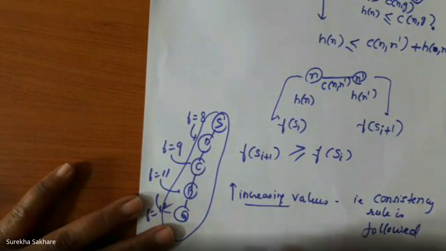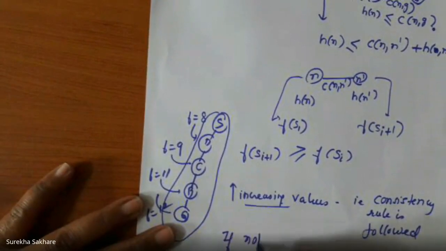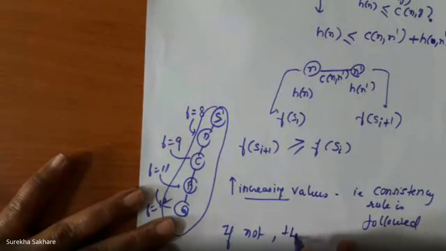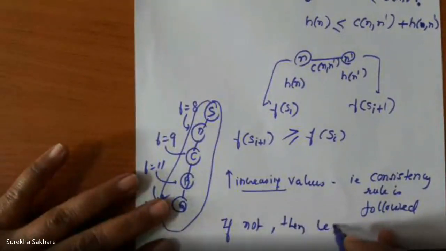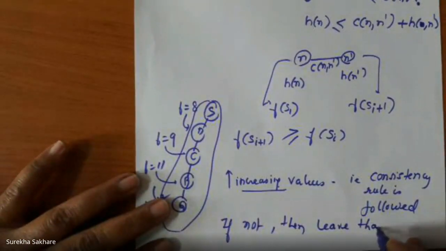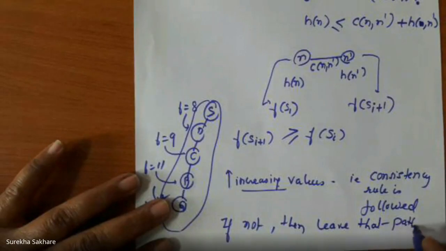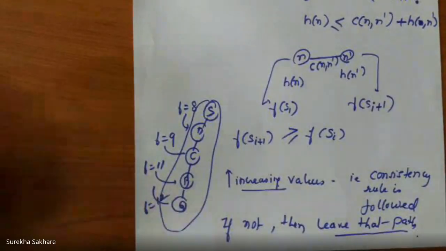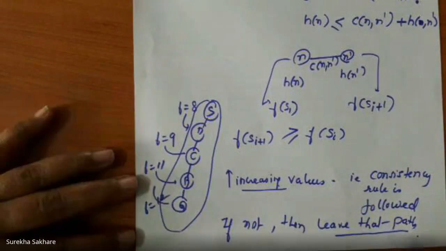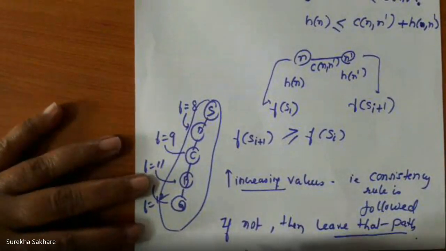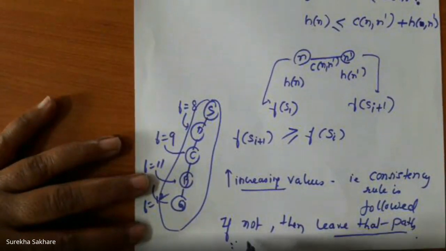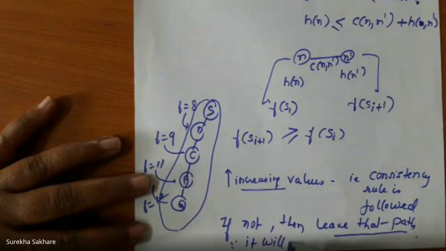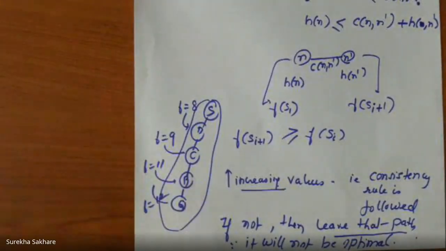If not, leave that path. If this is not followed, leave that path and go for a new search, because this is not going to give you the solution, since it will not be optimal. That is the reason that we should not go for such a path.